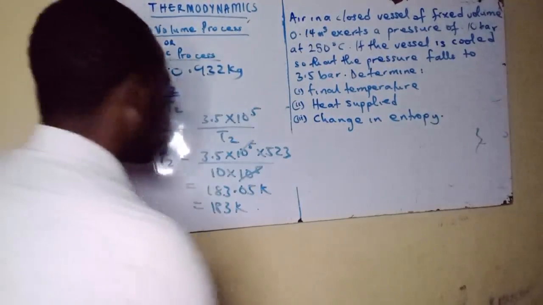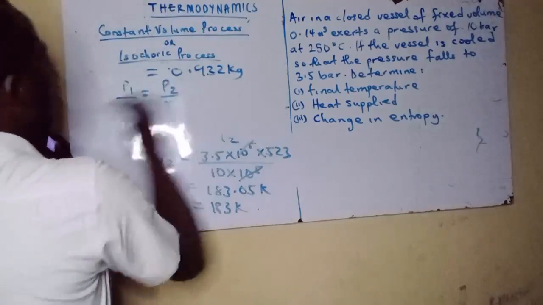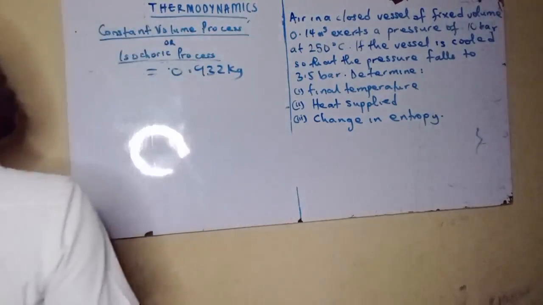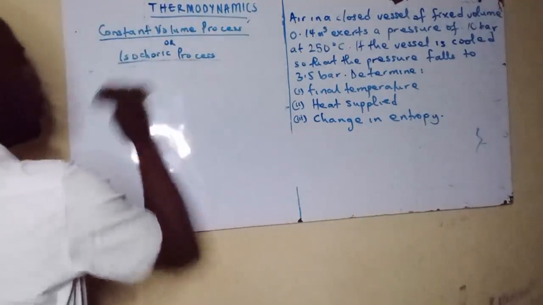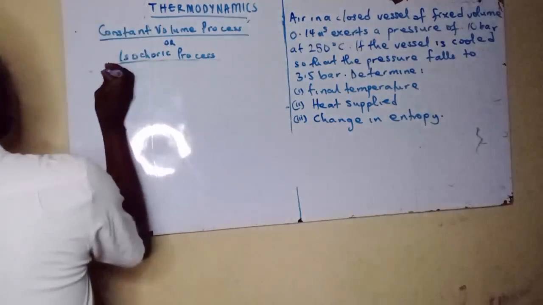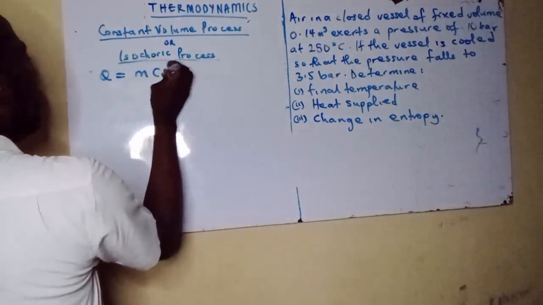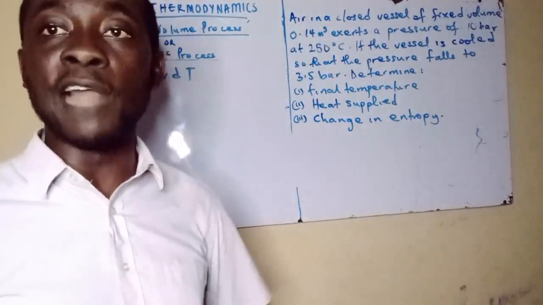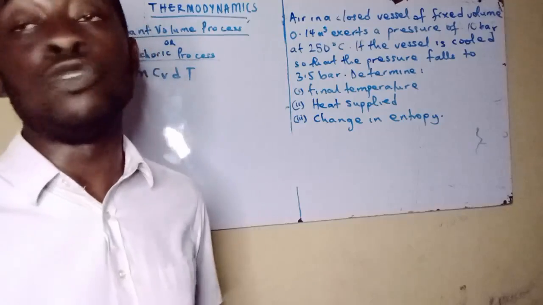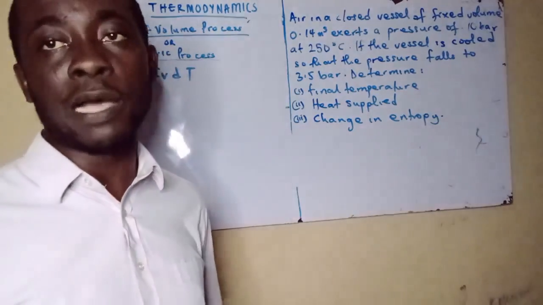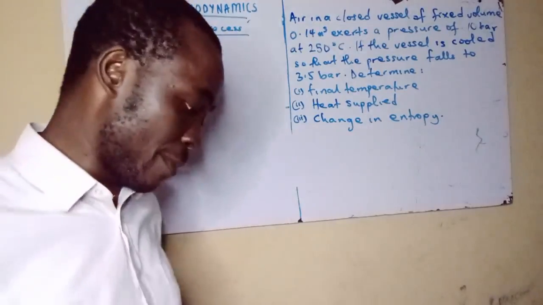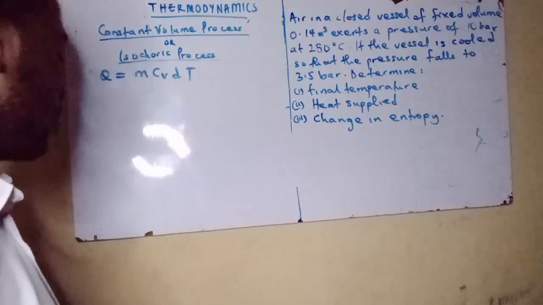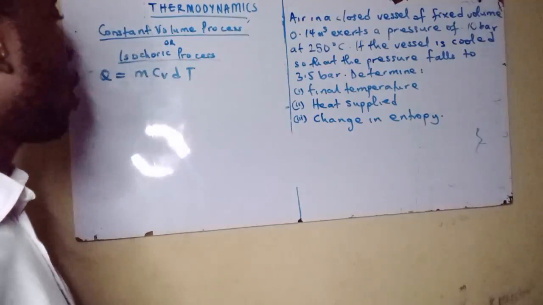Now let's quickly find the heat supply. Heat supply Q is equal to m Cv dT. If the mass here is given as 1, we would just leave that, but if it's not a unit mass, we need to account for the mass. And that's why I calculated the mass earlier to give 0.932.